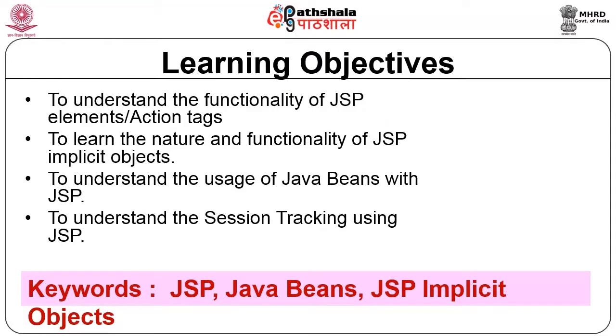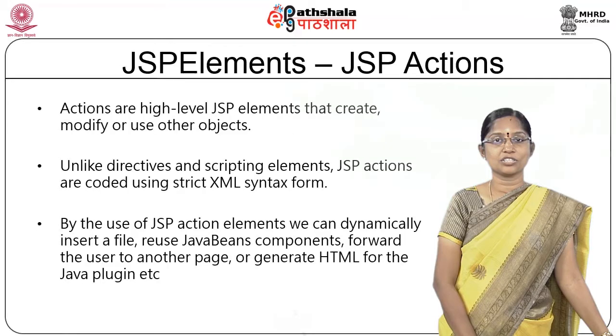This is about the learning objectives of the current session. We are going to understand the functionality of JSP elements or action tags. Also we are going to learn about the nature and functionality of JSP implicit objects, the usage of Java beans, that is the creation of Java beans as well as the usage of Java beans along with the JSP, and to understand the session tracking using JSP. These are the things we are going to see in the current session.